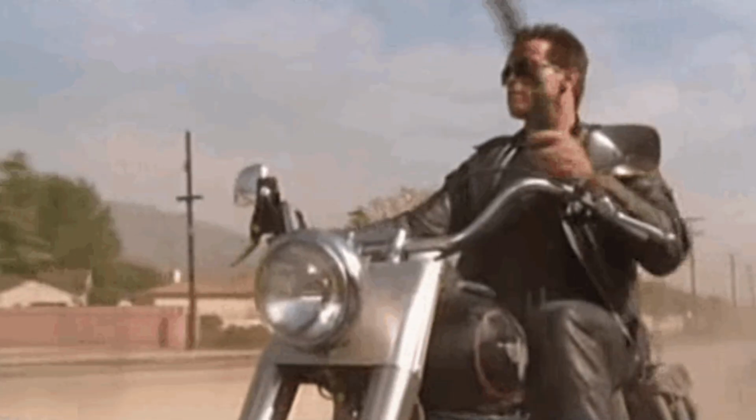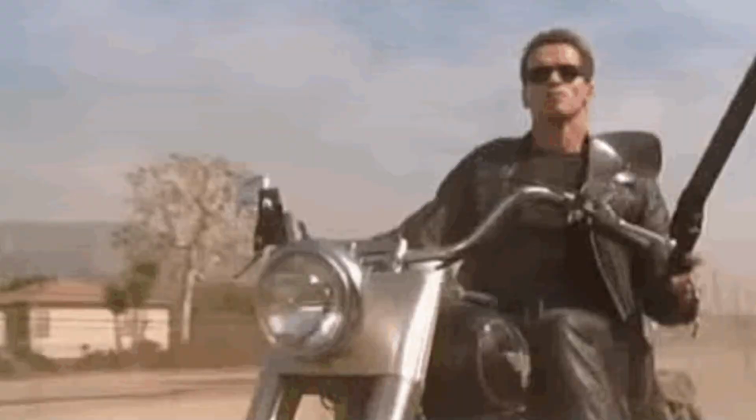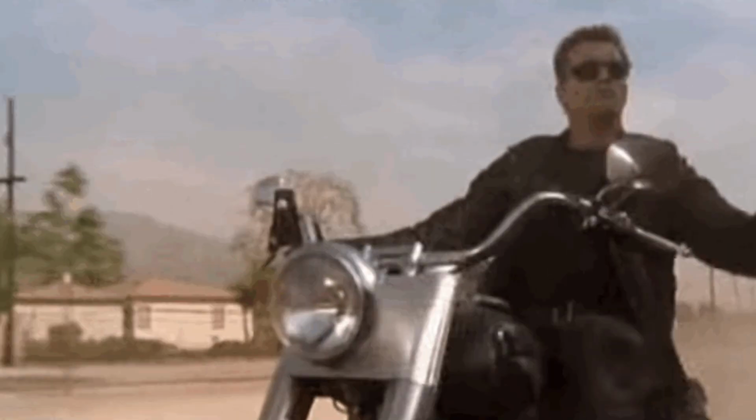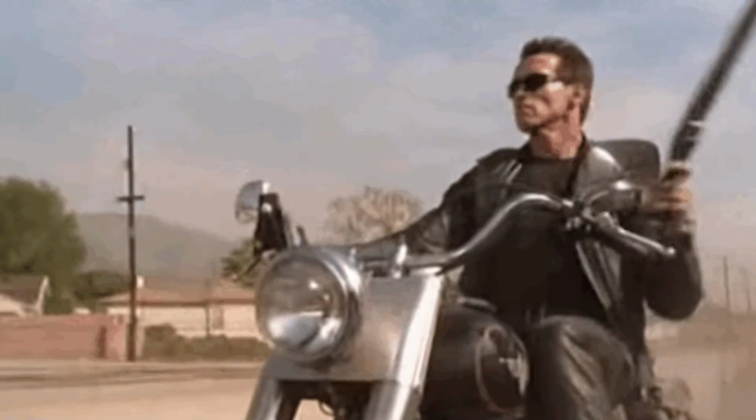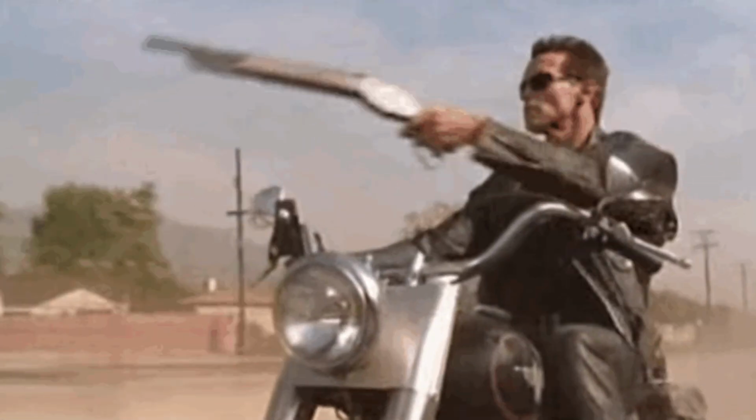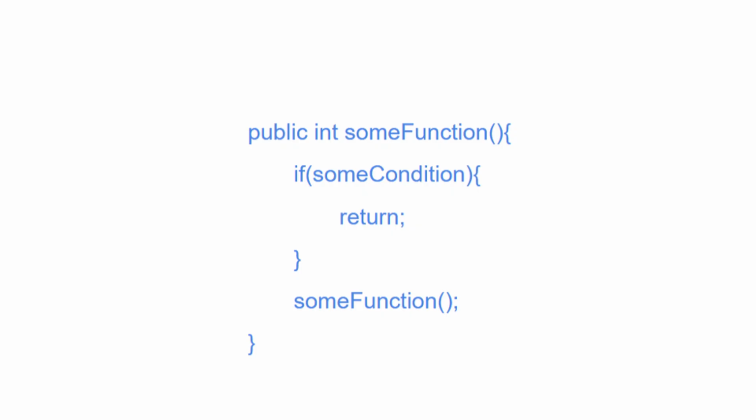So at some point, the stack is going to get full, and this is going to result in a stack overflow error. Therefore, a recursive function must have a condition that terminates it at some point, and this condition is called the base case. Let's consider the example on the screen.